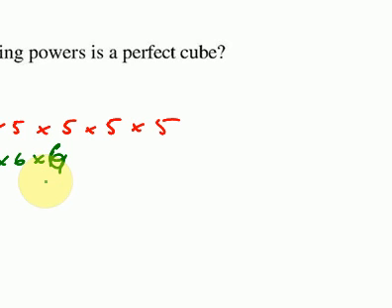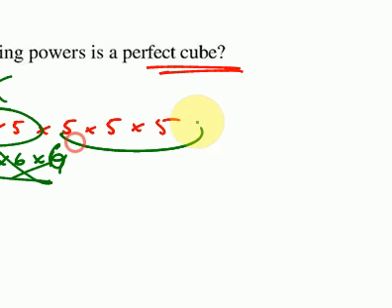Now, what do I mean when I say a perfect cube? What's that give you? 3. 3, right? Groups of 3. Do you see a group of 3 here? No. Do you see a group of 3 here? No. How about here? Nope. Group of 3, nothing left over. Guess what? The answer is B. That's all you need to do, right?